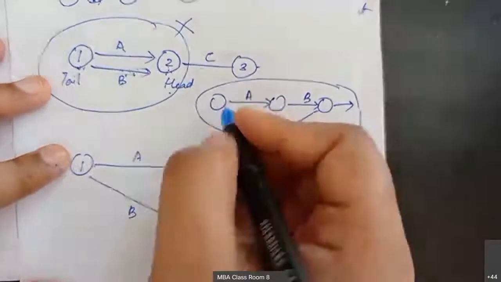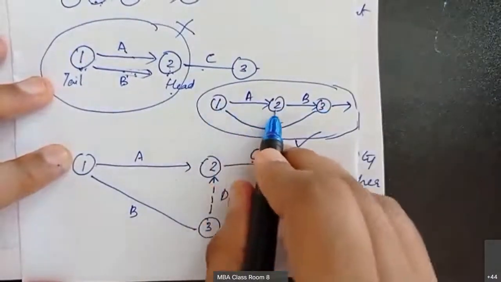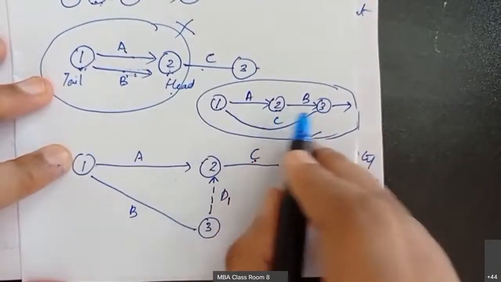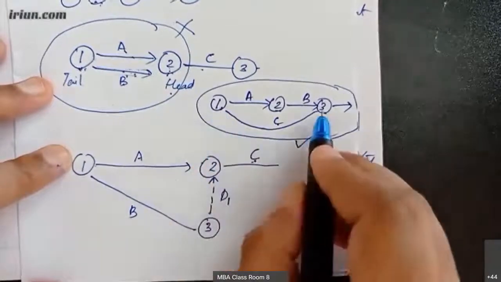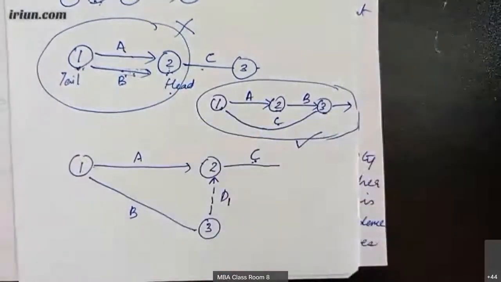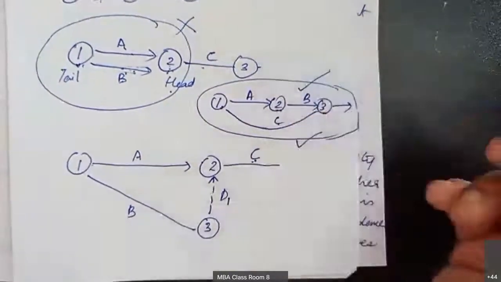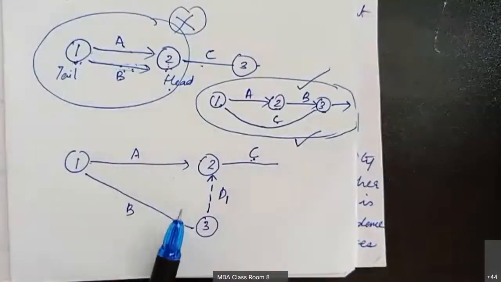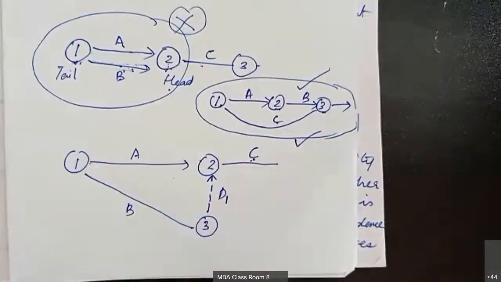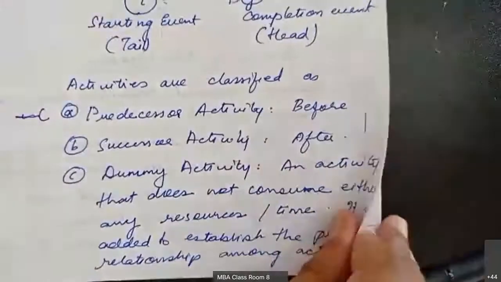Activity A has tail 1 and head 2. Activity B has tail 2 and head 3. Activity C has tail 1 and head 3. So all have their own unique head and tail combinations. So this is allowed, there is no problem, but the earlier one is not allowed. Such diagrams we have to redraw into this format. Clear? So this is very important, dummy activities. Okay, next one.